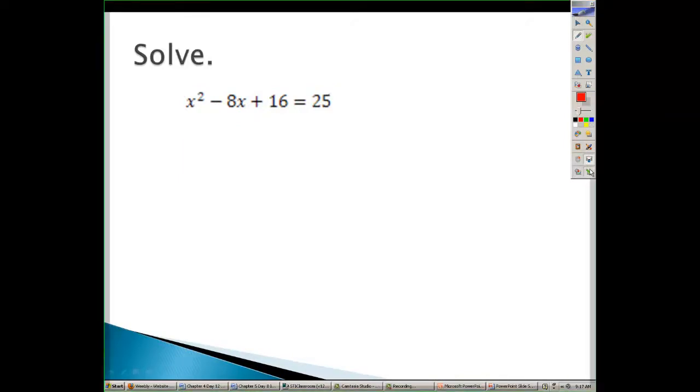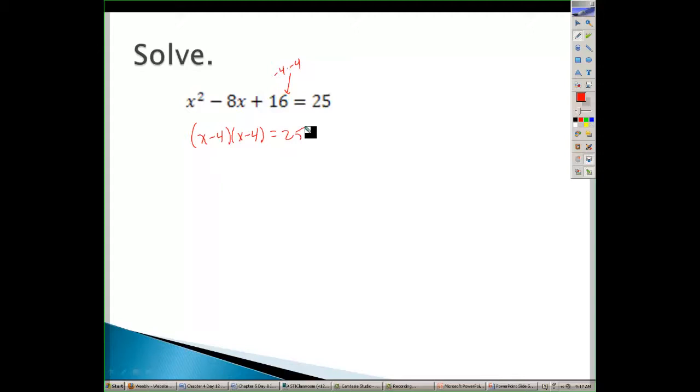However, if you're not convinced that it's a perfect trinomial square, we can factor it the long way. I'm thinking of two numbers that multiply to get 16 and add up to -8. -4 times -4 equals 16. -4 plus -4 equals -8. So if I didn't recognize it as a perfect trinomial square right away, I could say (x - 4)(x - 4) = 25.